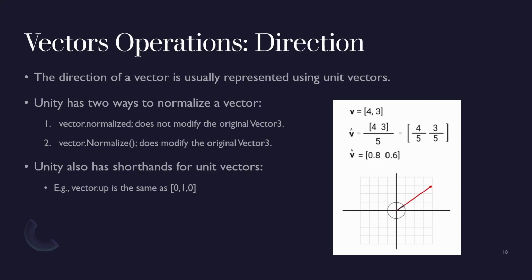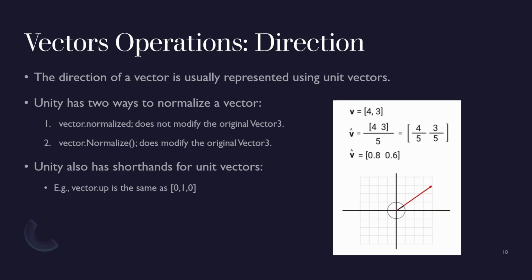Which brings us to direction, as I was already indicating, because the direction of a vector is usually represented using these unit vectors. So as you can see here, it's a lot easier to look at a vector as 0.8, 0.6 rather than 4, 3 to figure out what the direction of this vector was kind of going to be. So Unity has two ways that you can use to normalize your vector to go from here to there. You can use the vector.normalized property, which doesn't modify your original Vector3, or you can use the vector Normalize method that will modify the vector that you output here. So two ways to do this, and depending on the scenario, we'll demonstrate which one is the preferred one.